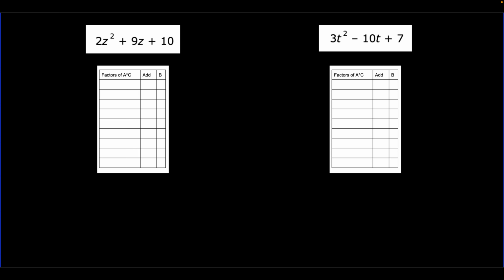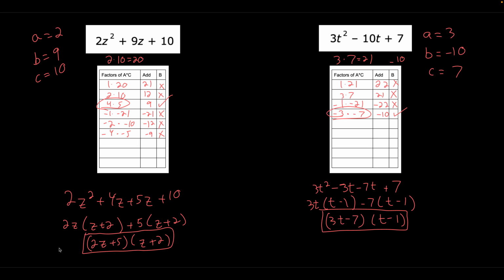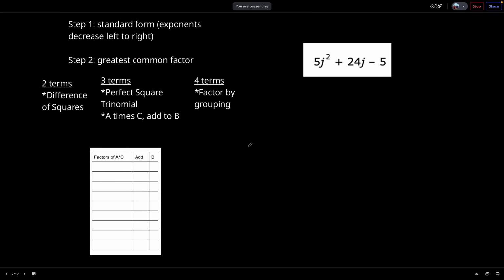Okay, now that you've had time to work these problems, let's check your solutions. For the first problem, your magic pair was 4 and 5. Final answer should have been 2z plus 5 and z plus 2. Here's the work if you want to check yourself. And for the second problem, your magic pair was -3 and -7. And here is the work and final answer.